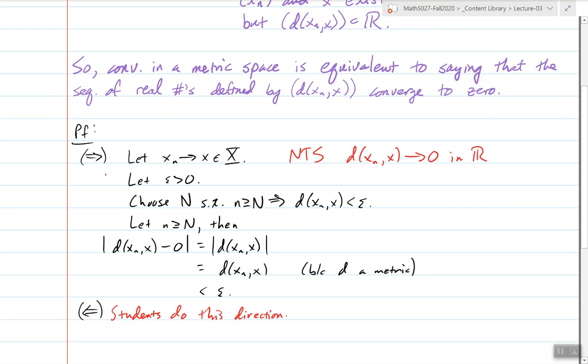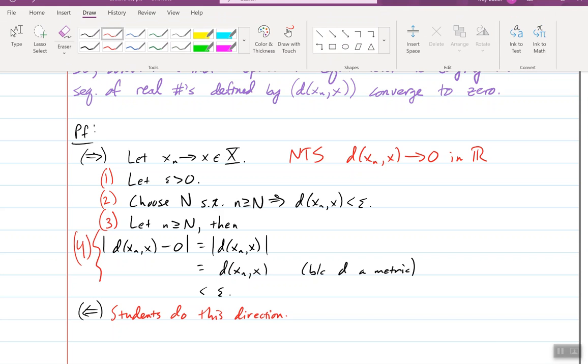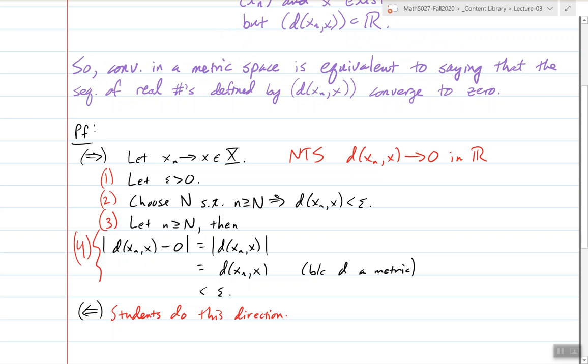Well, here's step 1. Let epsilon be greater than 0. Here's step 2. I have to choose capital N. Here's step 3. I let little n be greater than or equal to capital N. And then here's step 4, which shows why the distance between xn and x, and 0 in the reals, is less than epsilon. That is why it converges to 0.